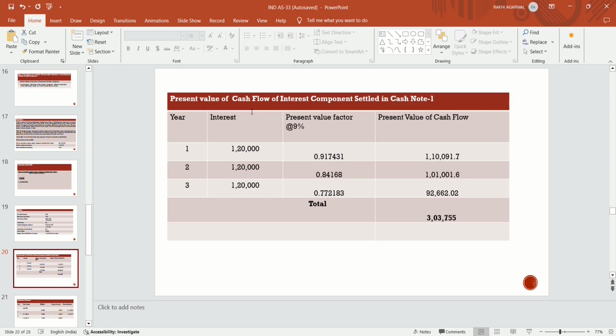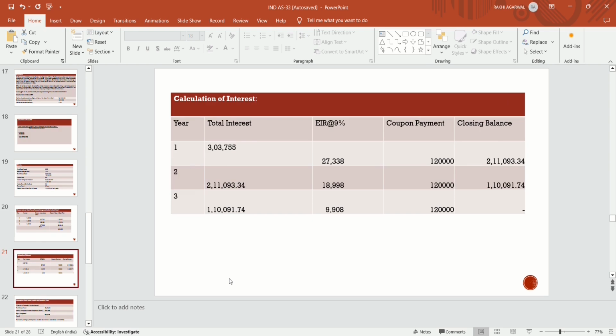In the third year, it becomes 1,20,000 into the present value factor at the rate 9%, that is 0.772183. So 1,20,000 into 0.772183 becomes 92,662.02. So the total present value of cash flows becomes 1,10,091.7 plus 1,01,001.6 plus 92,662.02, so it becomes 3,03,755. Now the calculation of interest for years 1, 2, 3.